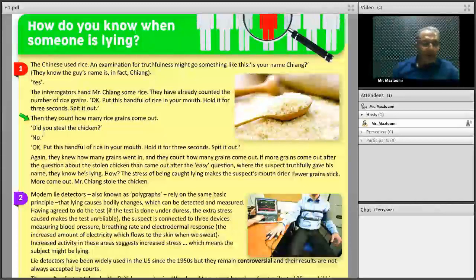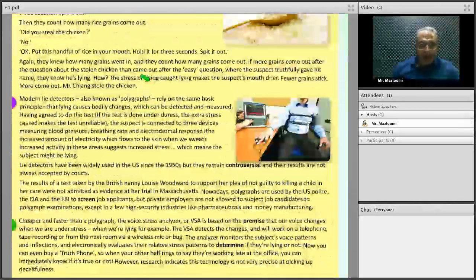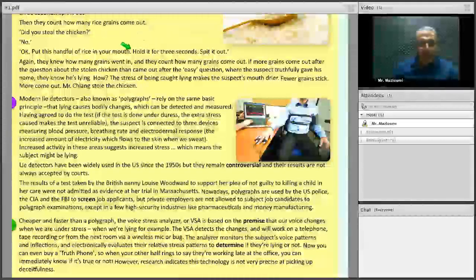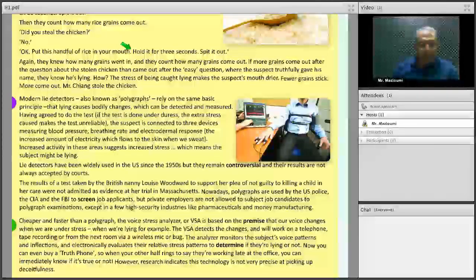Did you steal the chicken? So the interrogators ask their second question. Did you steal the chicken? No, says the suspect. Okay, put this handful of rice in your mouth. So they give a second handful of rice to the suspect. Hold it for 3 seconds. Okay, hold the rice in your mouth for 3 seconds. Spit it out. Just spit out the rice in your mouth.